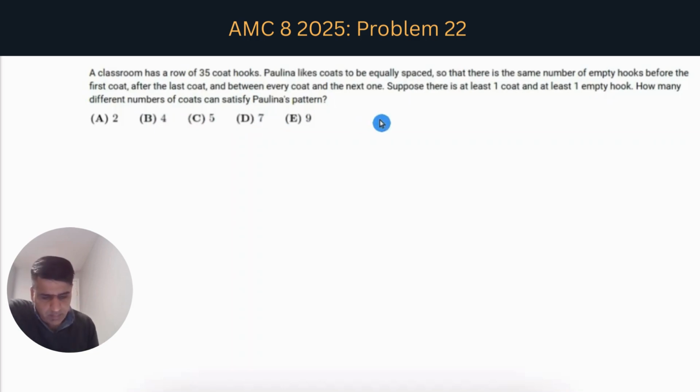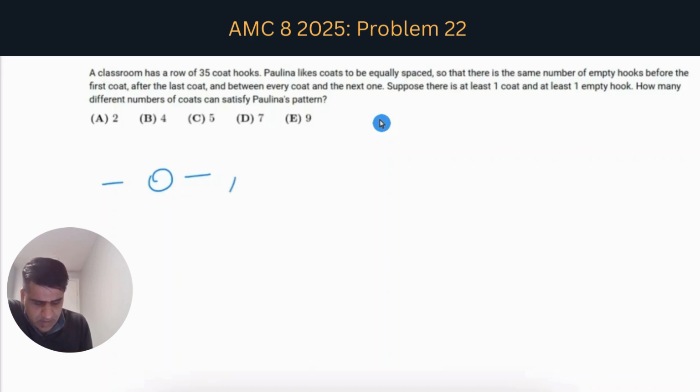So to solve a problem like this, first what we can see is that every coat has at least one space before and one after. So it means that if we are having one coat, then there are two spaces.